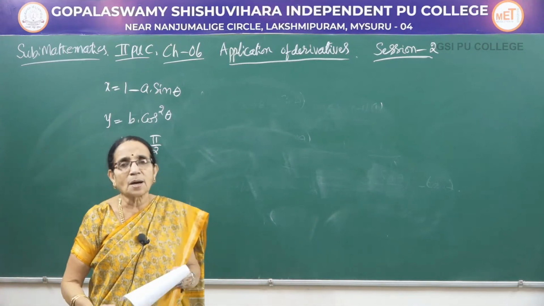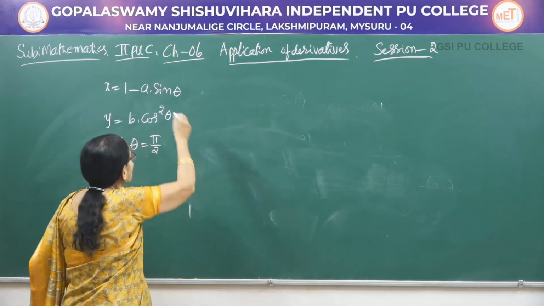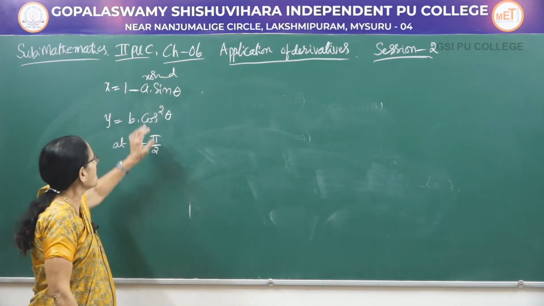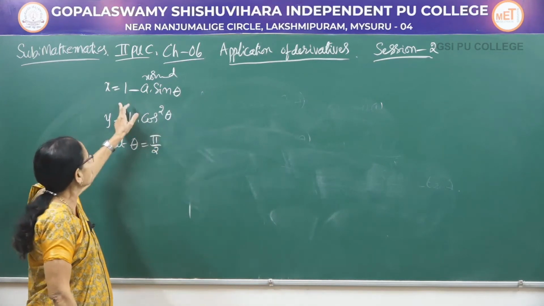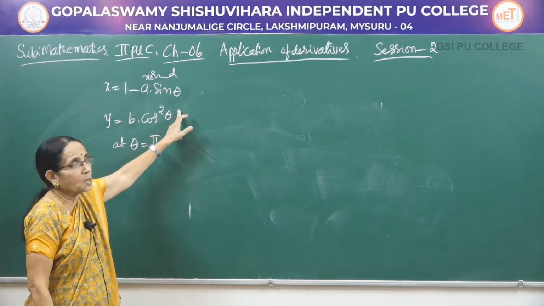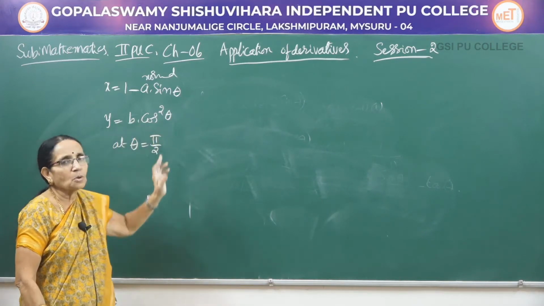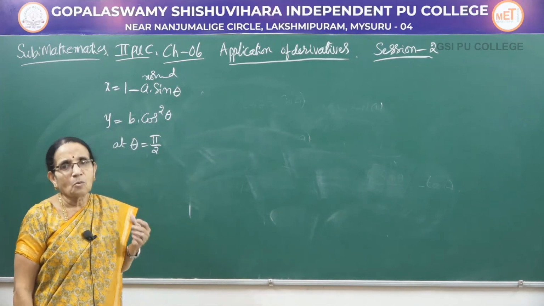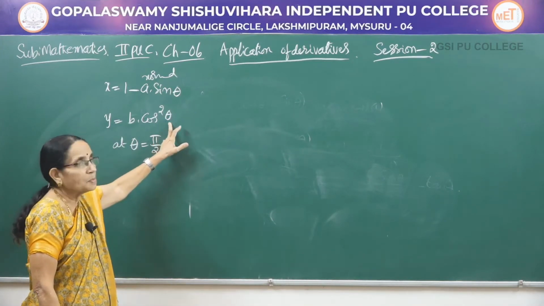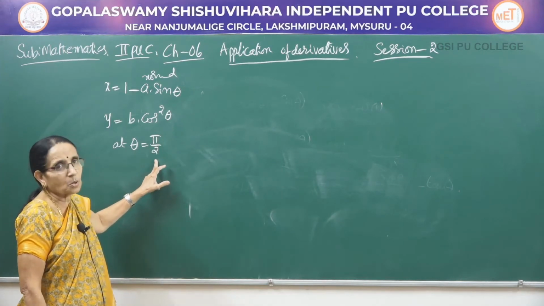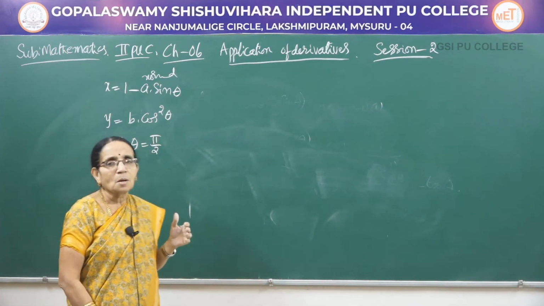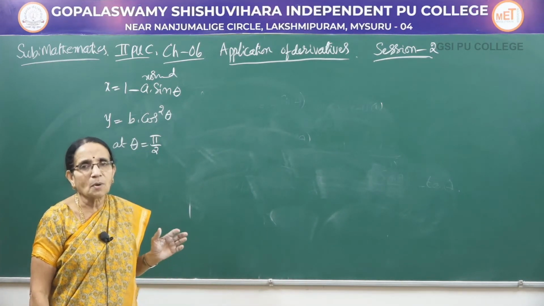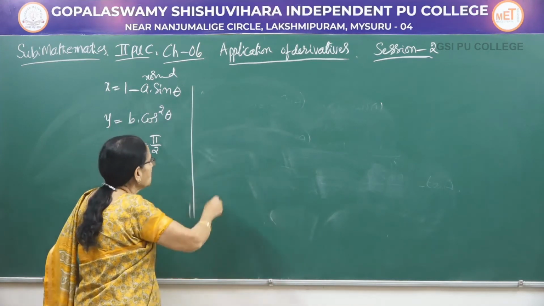So here also I am calculating the slope of the normal. Find the slope of the normal for the function x is equal to 1 minus a into sin theta, y is equal to b into cos square theta. So again I have given you a parametric function. What is the parameter here? The parameter being theta, whose value has been given to you. The same procedure: differentiate both x and y with respect to theta, divide one by the other, get the value of dy by dx. So let us write that one.